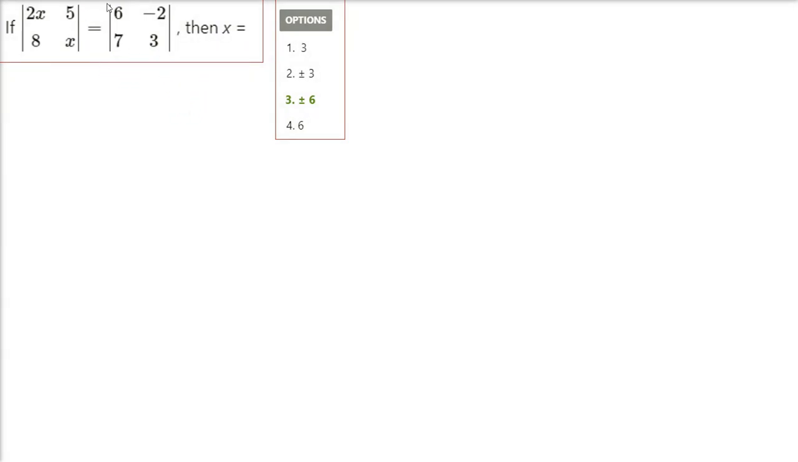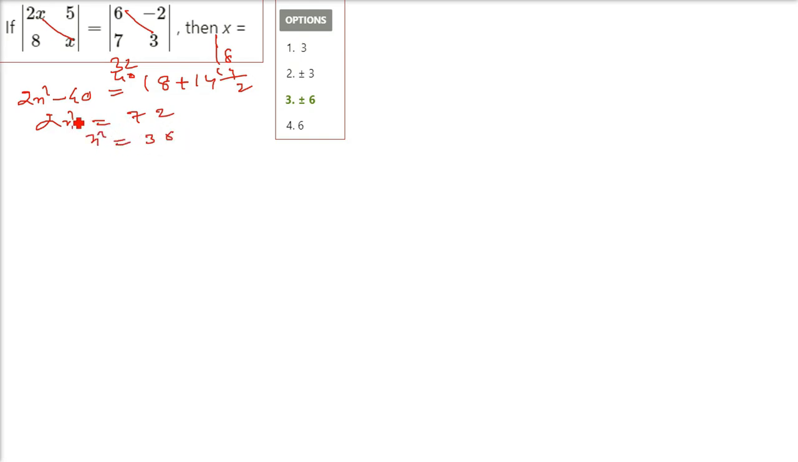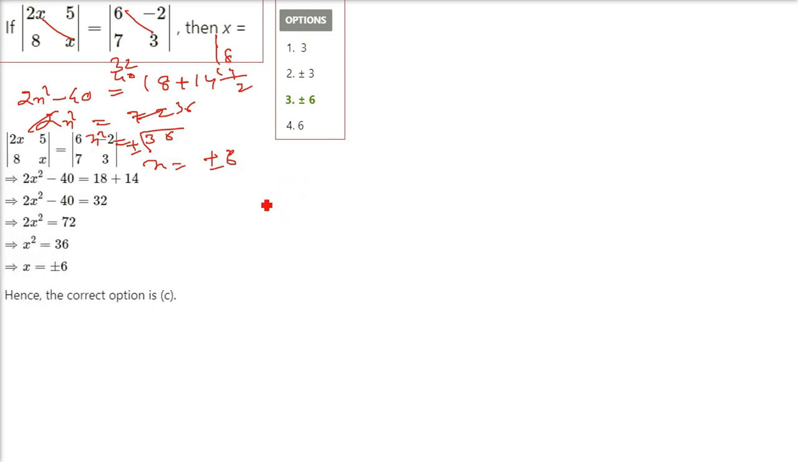Now, if the matrix is 2x, 5x, 8x equals 6 minus 2, 7, 3, just take the determinant. 2x square minus 5 is 40, 6 is 18, minus 7 is 14, plus 14. 2x square equals, this is 18 and 14 is 32, 32 plus 40 is 72. So 72 it is, equal to 2x square. Now let us divide both sides by 2. You get x square equals 36. So x is equal to plus minus 6 here. You see the third answer is highlighted. So in order to solve this, just take the determinant, equate it, and the correct option will be C here, right?